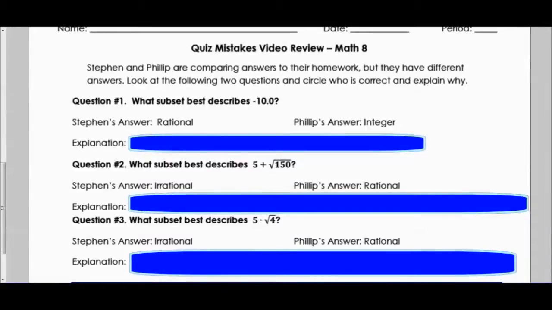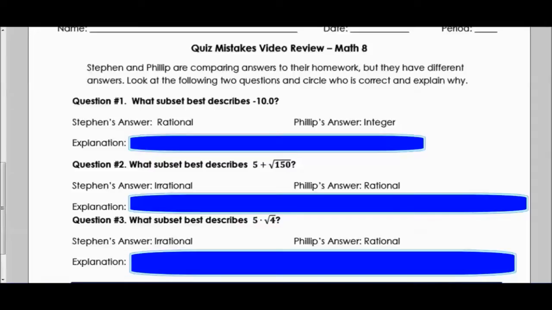Alright, in this section we're trying to figure out who is right, Stephen or Philip. They're comparing answers to their homework, but they have different answers. We want to look at the following three questions, and circle who is correct and explain why. So question 1 says, what subset best describes negative 10.0?